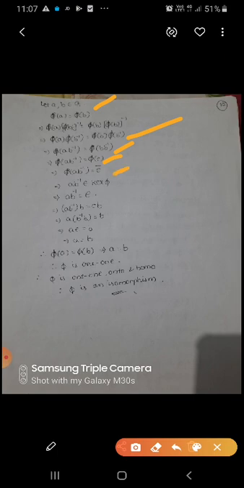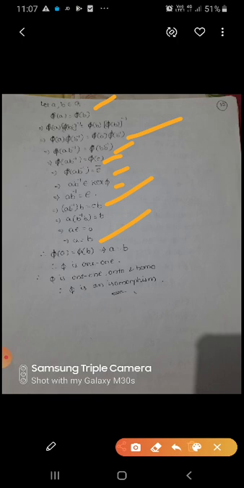That implies ab⁻¹ belongs to ker φ, that implies ab⁻¹ = e. So we can multiply with b on both sides: ab⁻¹b = eb. By the associative property, a(b⁻¹b) = b. Here b⁻¹b is e, so ae = b, and ae is a. That implies a = b.